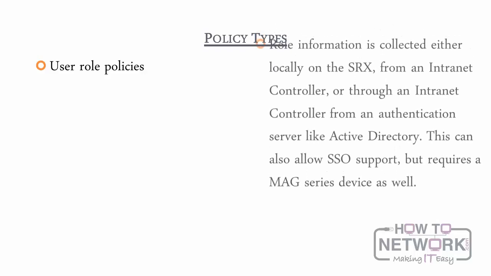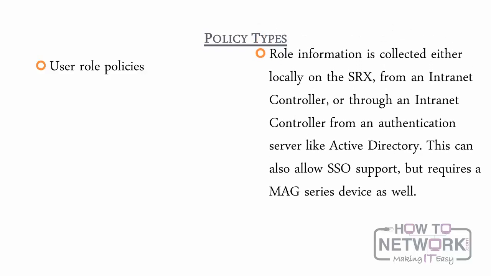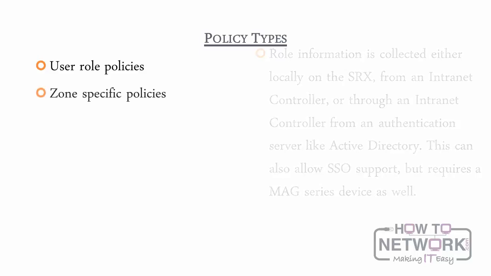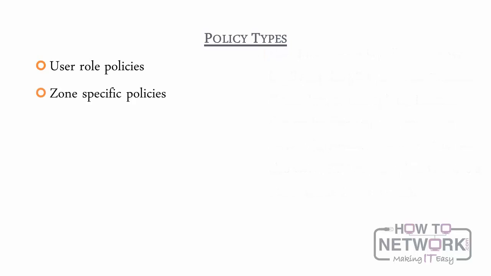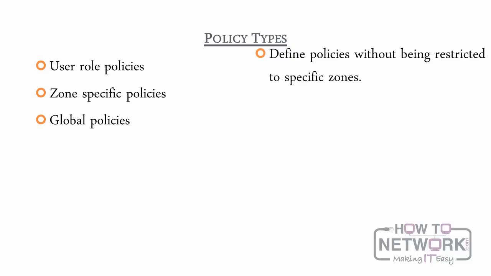User role policies allow for additional matching against a user role. Role information is collected either locally on the SRX from an Infranet controller or through an Infranet controller from an authentication server like Active Directory. This can also allow SSO support, or single sign-on, but requires a MAG series device as well.